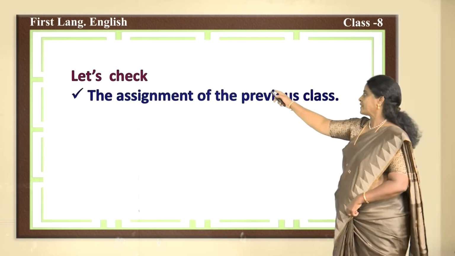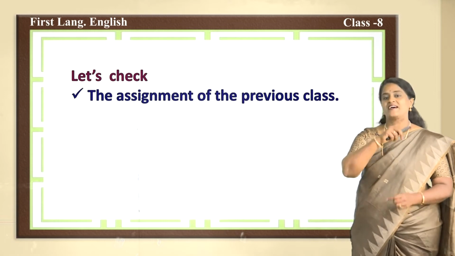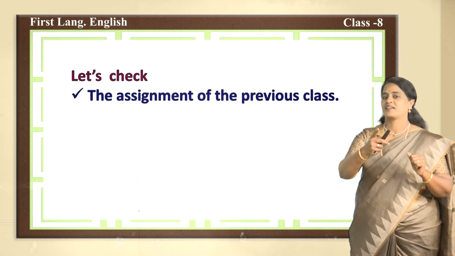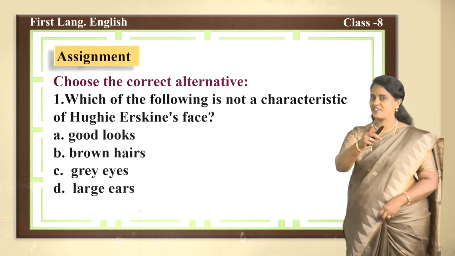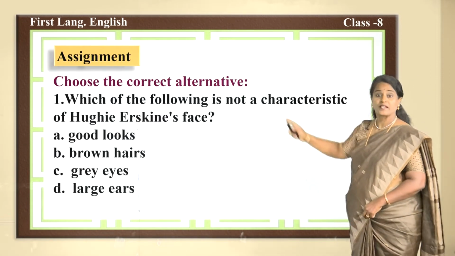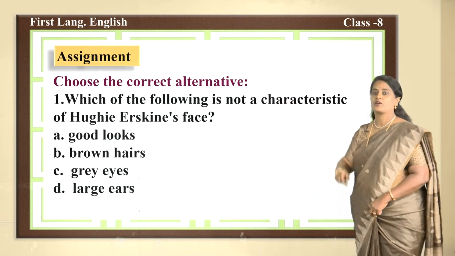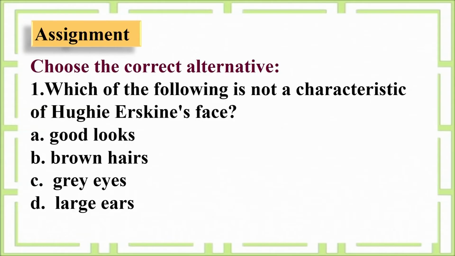And children, before we go to the lesson, I want you all to open your assignment book. Your textbook is ready, right? You have done the assignment. Take out your assignment book. There were a few questions given in the previous class. The first one, choose the correct alternative, right? And the question is, which of the following is not a characteristic of Hughie Erskine's face? There was a list given. And what is the right answer, children? Correct. Check, and if it is wrong, please make a correction.